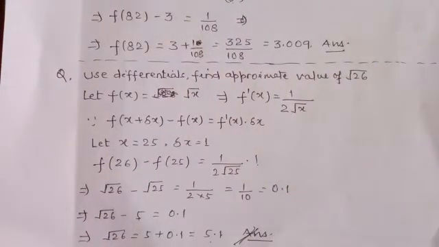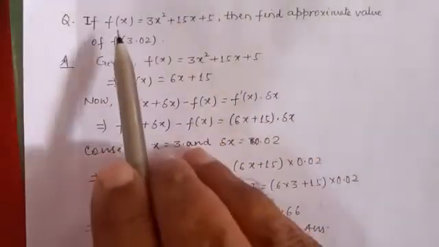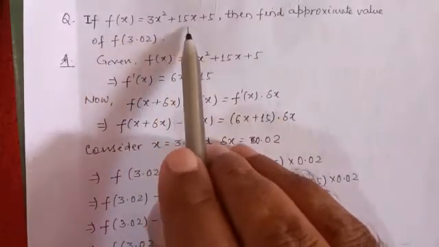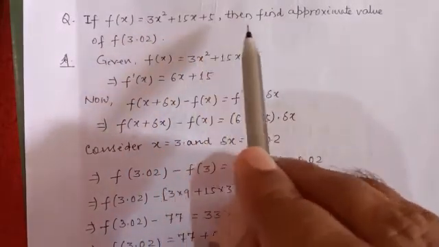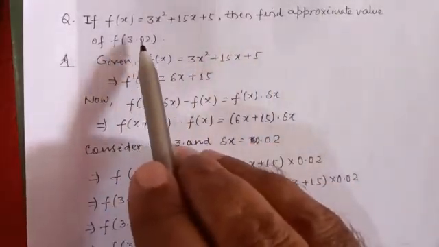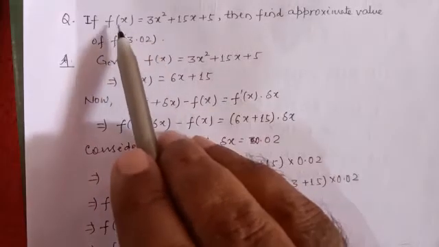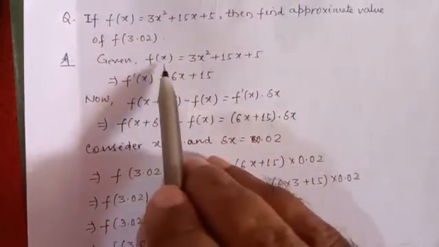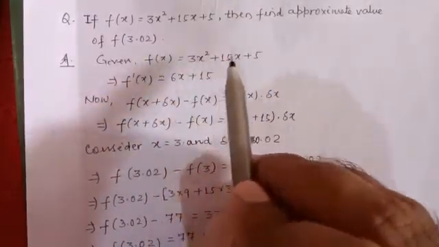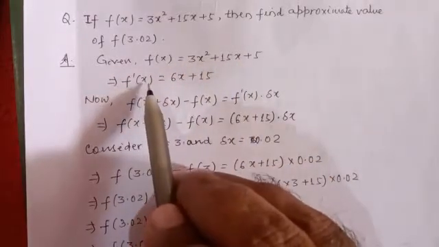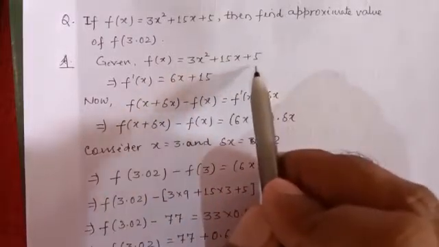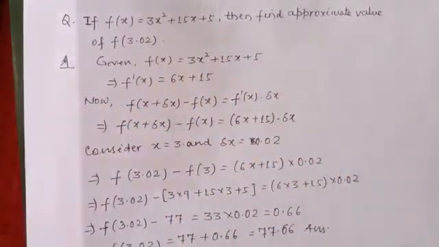Now see the next question. If f(x) is equal to 3x square plus 15x plus 5, then find the approximate value of f(3.02). It is already given that f(x) is equal to 3x square plus 15x plus 5. Differentiate with respect to x. So f dash x is equal to 6x plus 15. 5 is constant, its differentiation is 0.